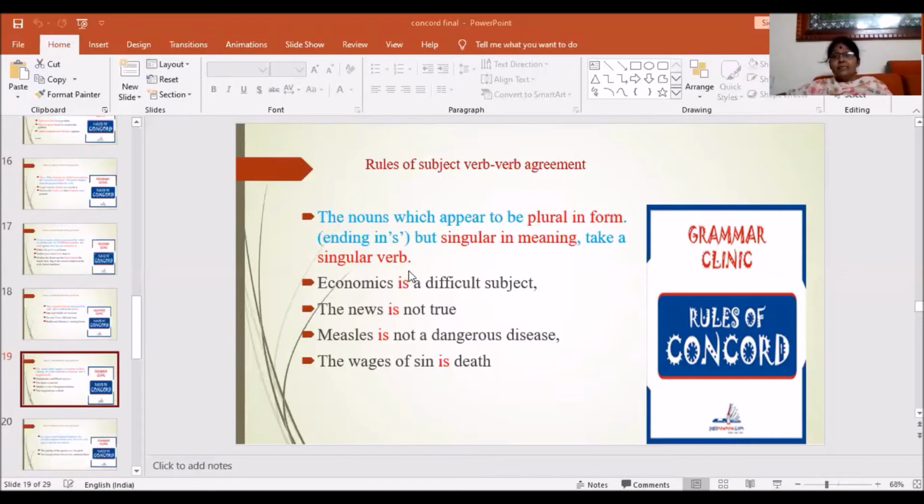They are singular in meaning. Example, economics is a difficult subject. The news is not true. Measles is not a dangerous disease. The wages of sin is death.